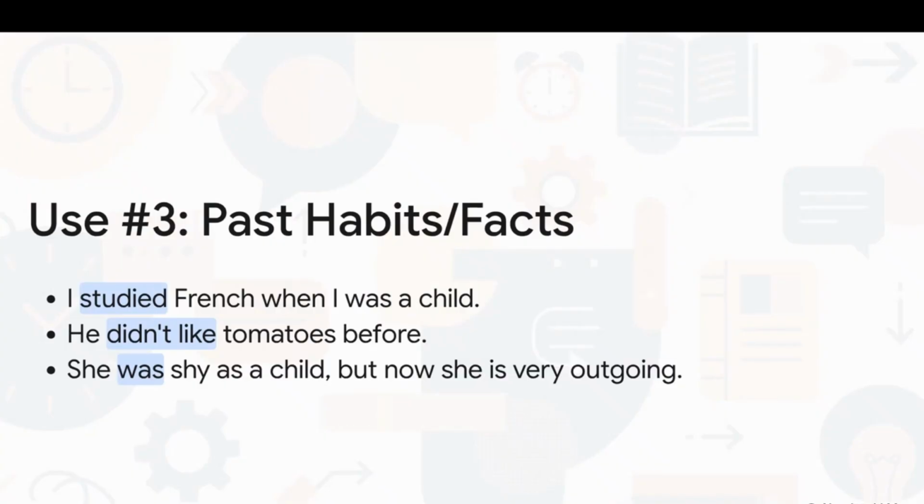You can also use it to talk about past habits or things that were true for a while but aren't anymore. Maybe you don't study French now. Maybe he actually loves tomatoes these days. The past simple puts these things firmly in the past, often with a suggestion that things are different now.